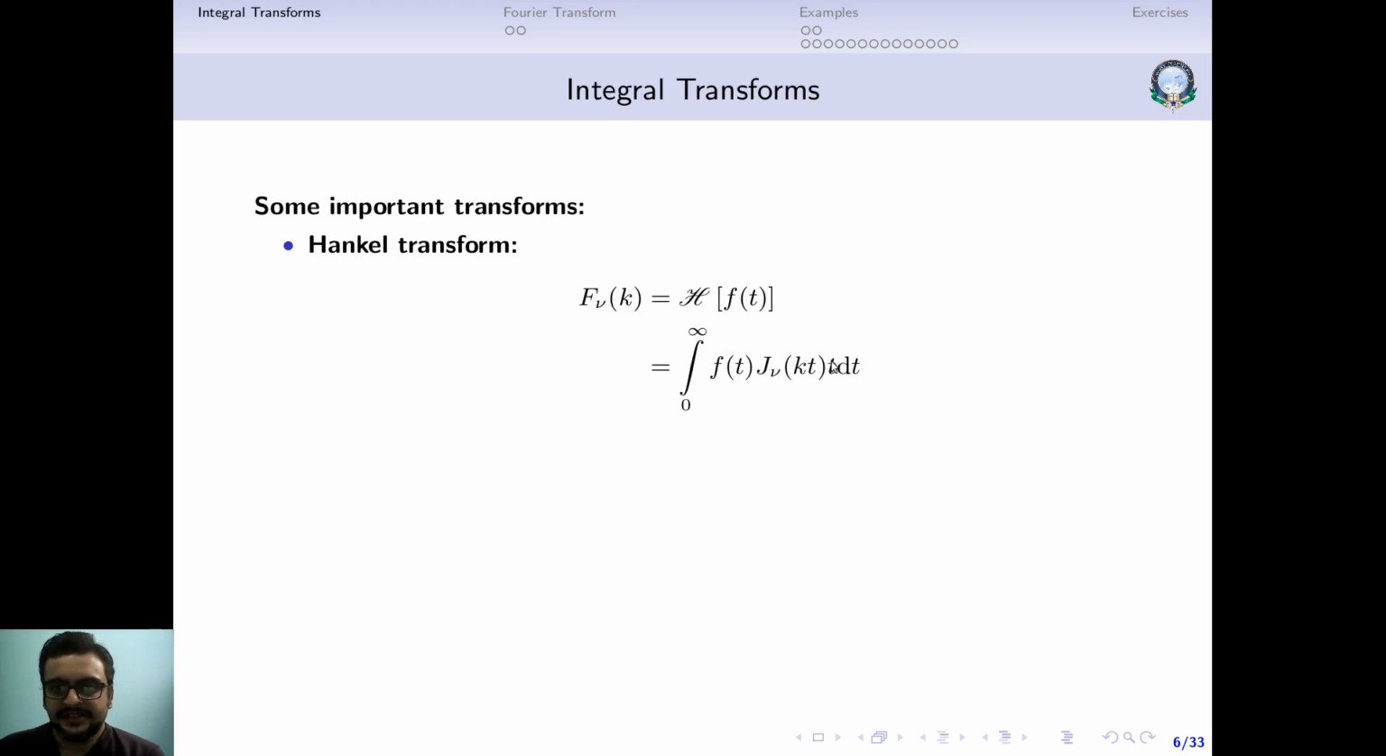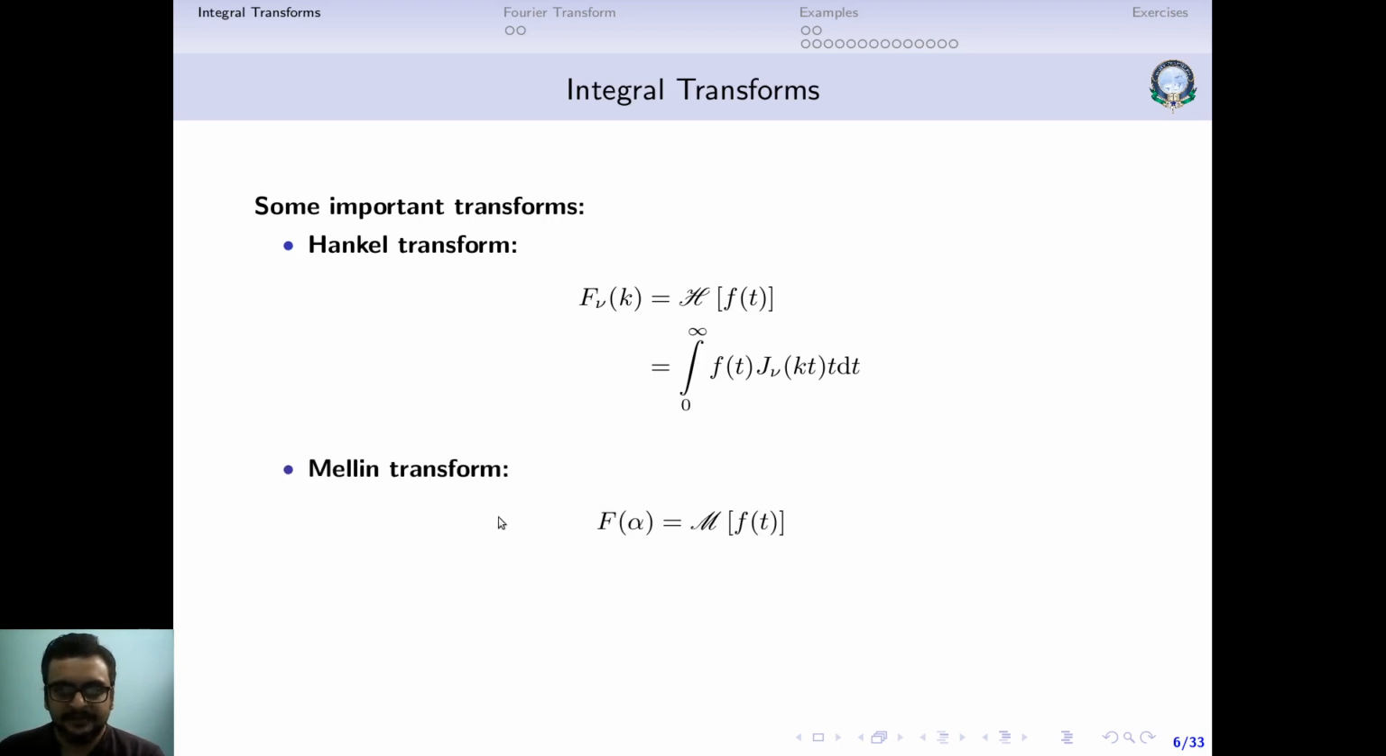And this Hankel transform is basically we are multiplying the function with the Bessel functions of order nu, and we integrate this from 0 to infinity. So these Hankel transforms are very popular in potential field problems and heat conduction problems, basically any problems which involve integration of Bessel functions.